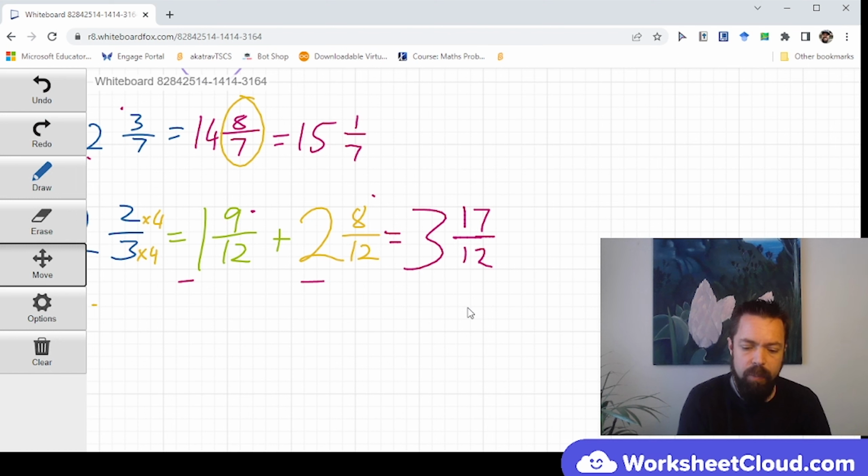Now we have that problem with the improper fraction part. So we ask ourselves, how many times does 12 go into 17? It's once. I add that 1 to my 3. I used 12 out of the 17, which left me with 5. And there's my final answer.